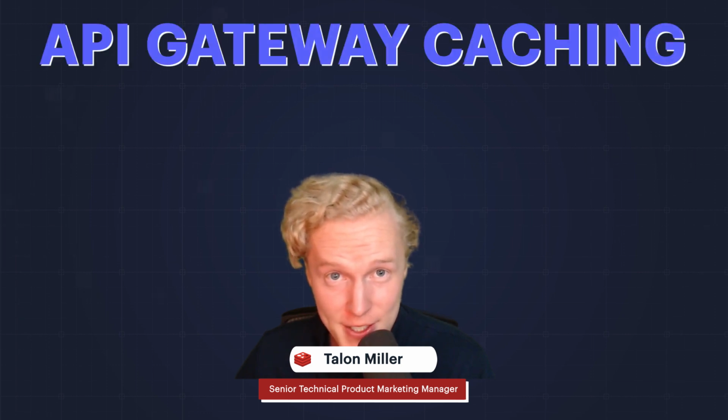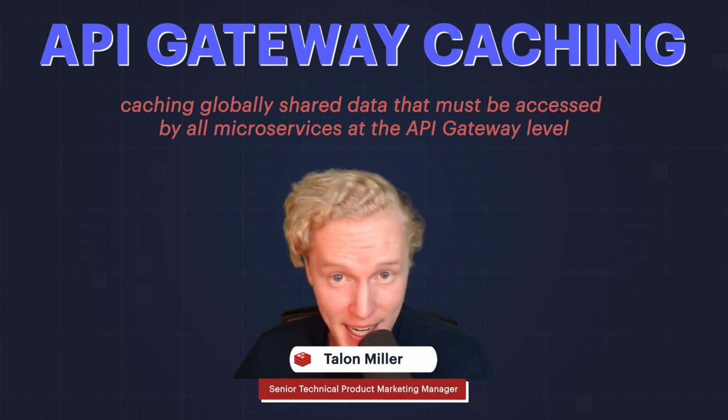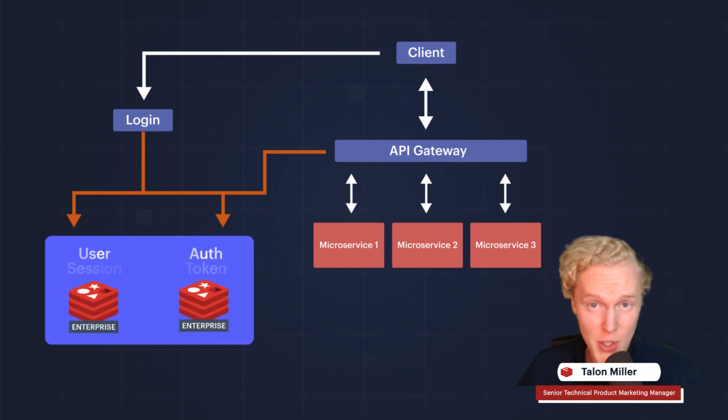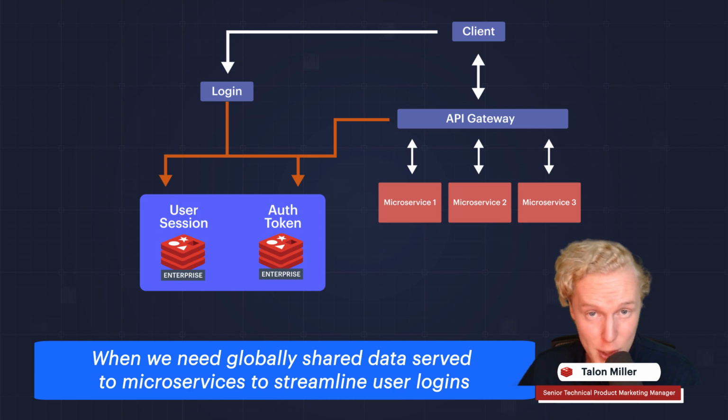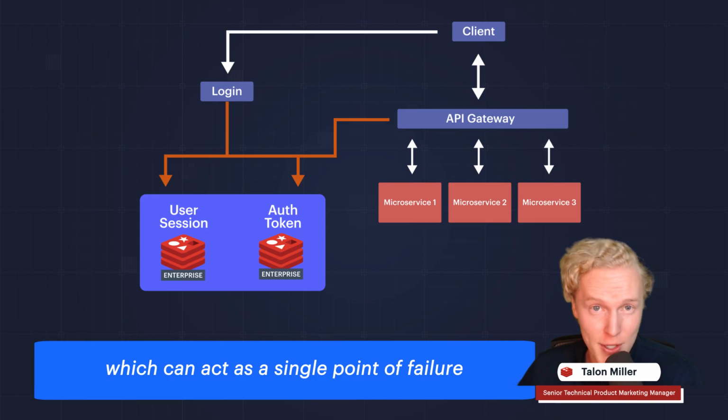Next, API gateway caching, which is caching globally shared data that must be accessed by all microservices at the API gateway level, keeping the highly requested data hot so that operations happen at sub-millisecond speed. Typically, this data is session and authentication data for things like user IDs, preferences, authorization status, and permissions. So when do we use this solution? When we need globally shared data served to microservices to streamline user logins and add resilience to applications by reducing failures at the API gateway, which can act as a single point of failure.